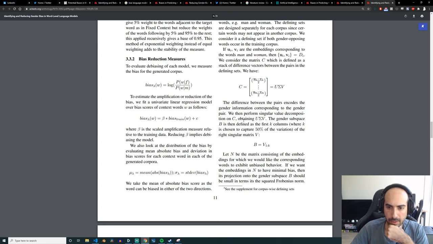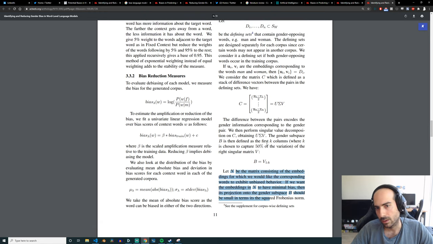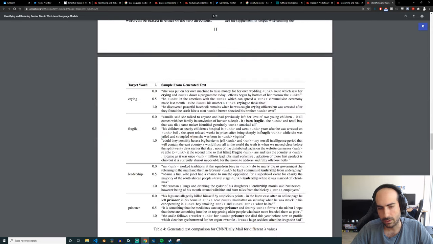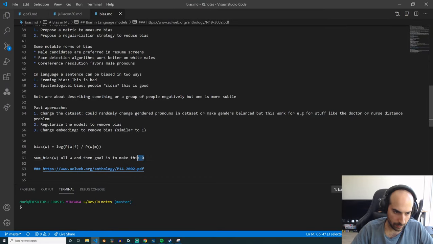So obtaining the gender subspace B is defined as the first k columns, where k is chosen to capture 50% of the variation of the right singular matrix. Oh, interesting. Okay, no, so it's not quite this.